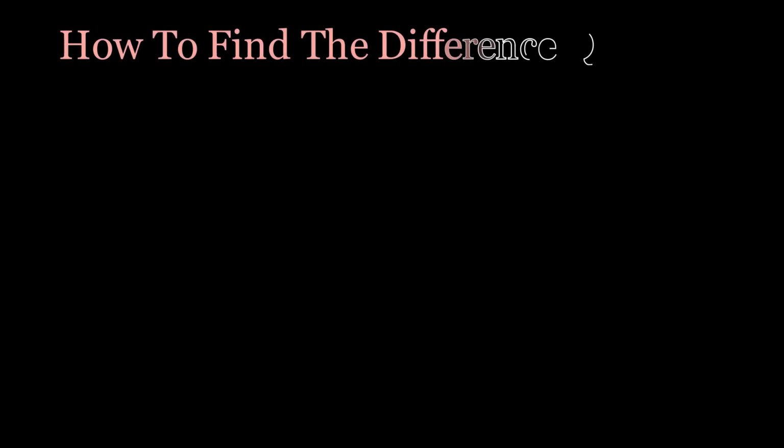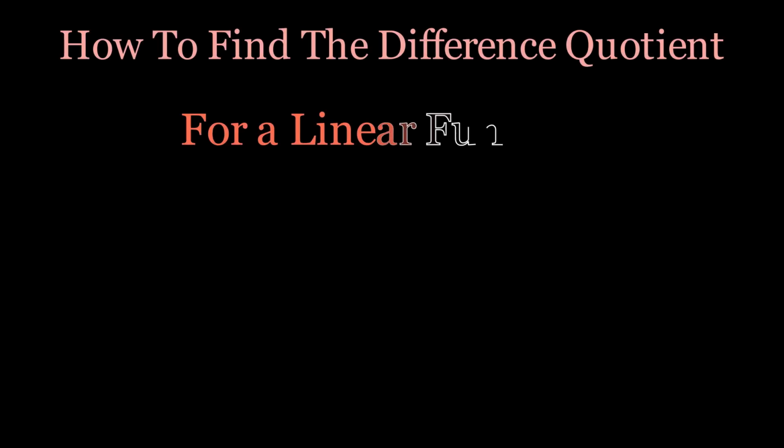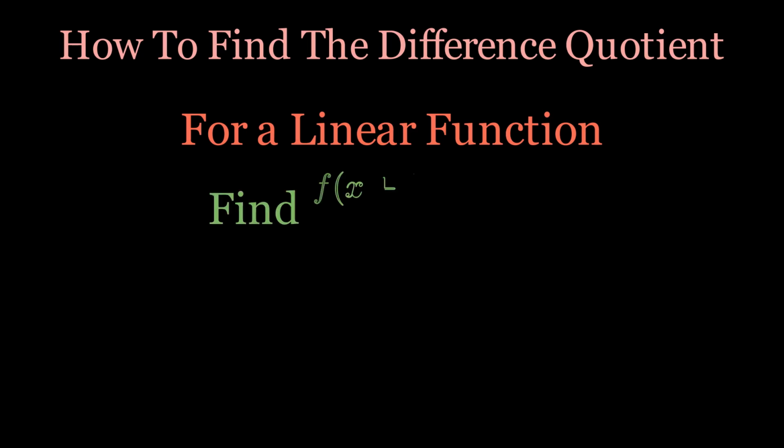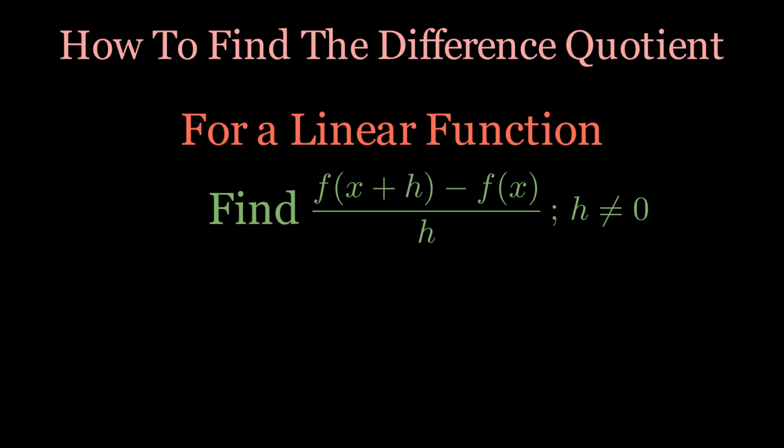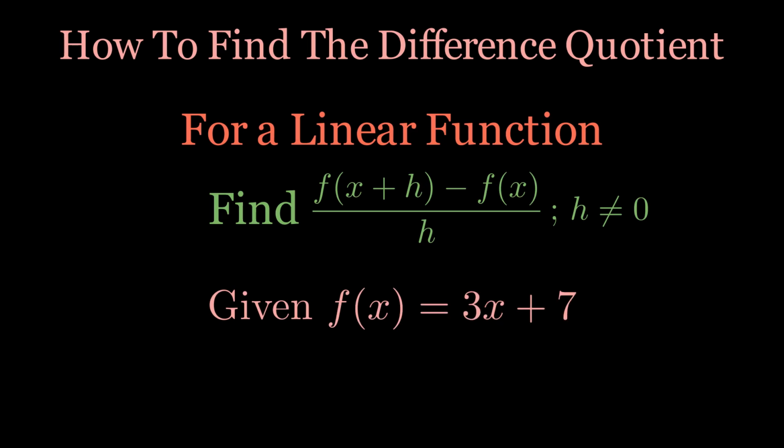How to find the difference quotient for a linear function? We will work to find f of x plus h minus f of x divided by h. Keep in mind h never equal to 0. Let us work on an example given f of x equal to 3x plus 7.